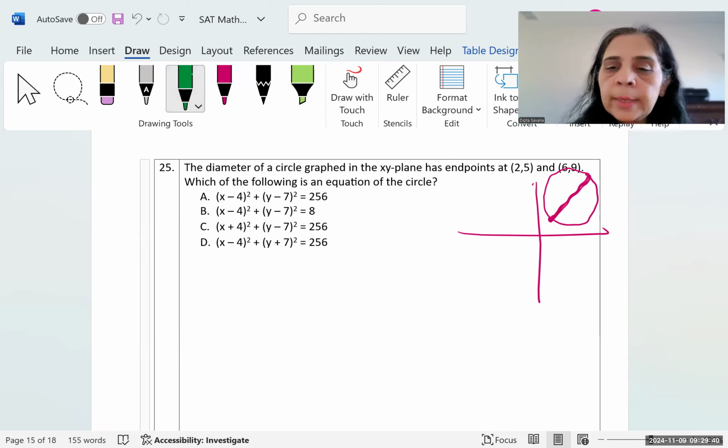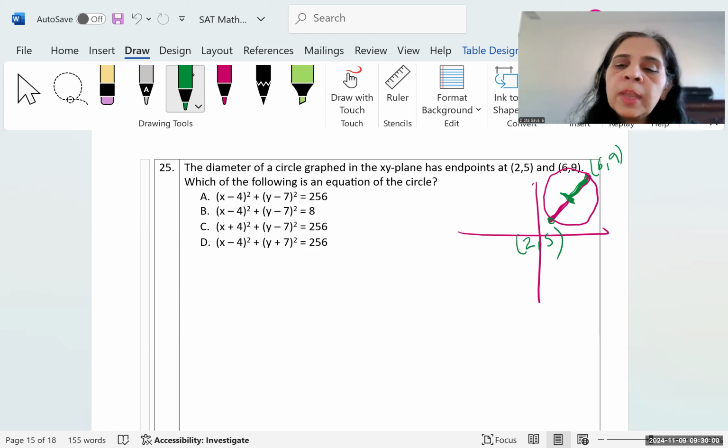So we need to find the center and the radius. If I find this distance, it will give you the radius, and this will give you the center, right? So here is 6, 9, and this point is 2, 5.